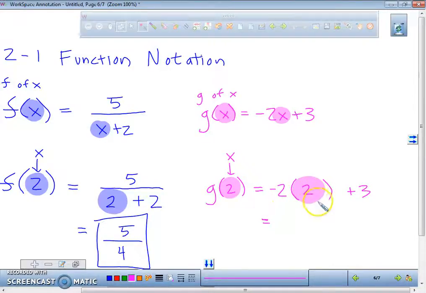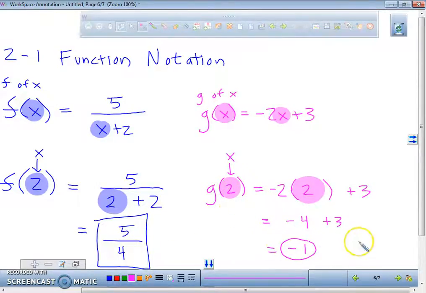What's negative 2 times 2? Negative 4. Negative 2 plus 2 is 4. It says times, parentheses, times. Plus a 3, you would get a negative 1. And that would be your final answer if I said evaluate g of 2.